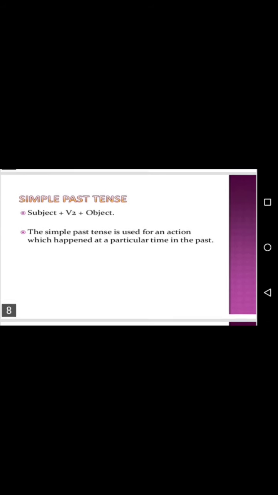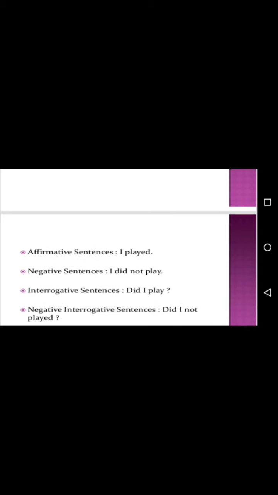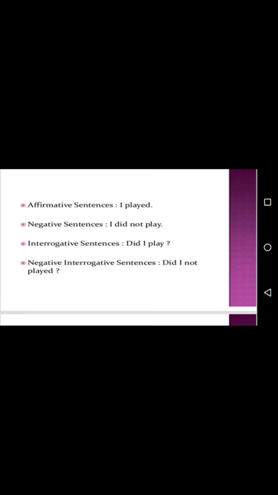Now come to the next one, that is simple past tense. In this particular tense, we are talking about an action which took place in the past, right? So the formation of the sentence will be subject plus V2 plus object. And what are the examples? You can see here, for affirmative sentence we have to use, like here, I played, right? This played is V2. Play, played, played. These are the three forms of the verb play.